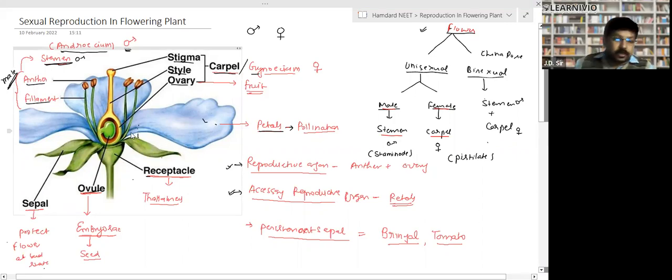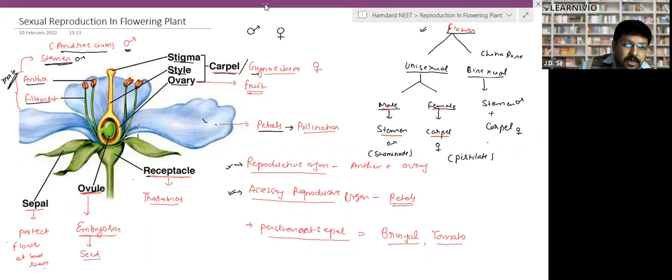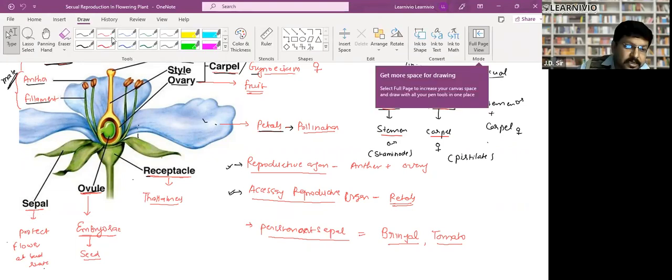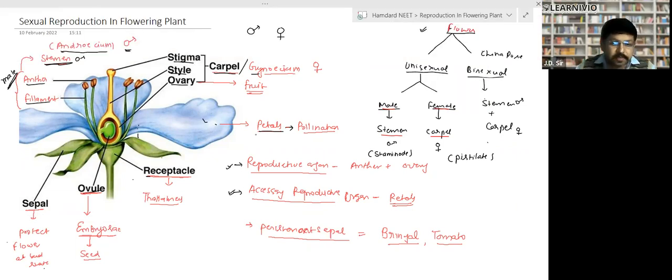This is the flower, right? In a flower, this part is basically called petals. So what are the petals? Petals are accessory sexual organs. These blue-gray structures are petals. Their function is pollination. Basically, they attract the insects for the pollination.